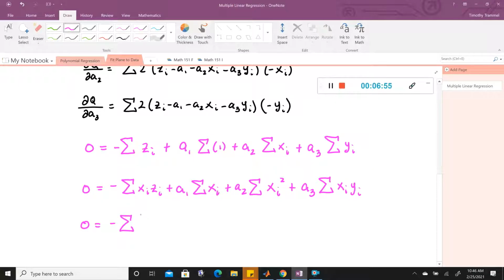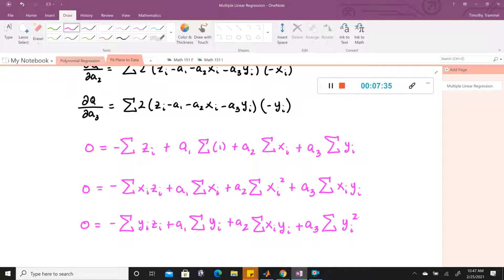Okay. And for the last equation, it looks like it starts off with a y sub i, z sub i. And this next one is the sum of the y sub i's. And the next one would be the sum of the x sub i times y sub i's. And then the very last one here is going to be y sub i squared. Okay, all right, so we have our system of equations now.